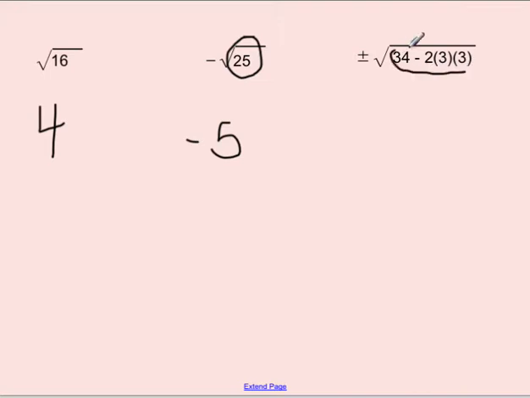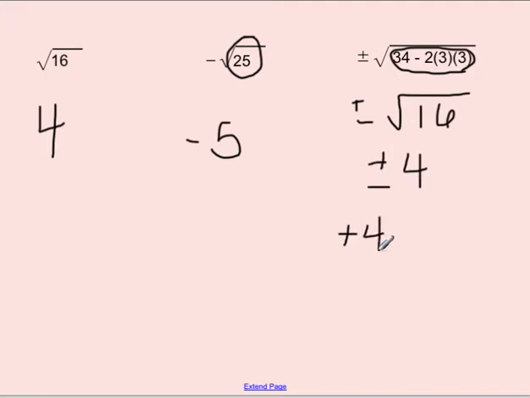Next, when you're plugging something like this in, the first thing I suggest doing is plugging it exactly into your calculator how you see it written. So 34 minus, notice that's a subtraction sign, not a negative sign, so make sure you're using a subtraction sign, and then 2 times 3 times 3. When you do that, you end up with 16. So here we get plus or minus the square root of 16. When you take a square root, typically there's a positive answer and a negative answer. That's why there's plus or minus on the outside. The square root of 16 is 4, so we have plus or minus 4. That means we could have a positive 4 for our answer or a negative 4 for our answer.